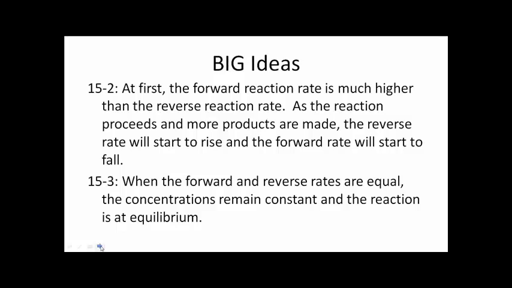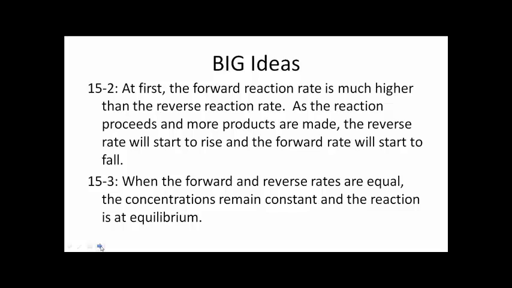So, here's some big ideas. 15.2. At first, the forward reaction rate is much higher than the reverse. This makes sense, right? Because I have a lot of reactants at the beginning, so my rate is going to be higher. I don't have a lot of products. As the reaction proceeds and more products are made, the reverse will start to rise and the forward will start to fall. When they are equal, the concentrations remain constant and the reaction is at equilibrium. These are big ideas, especially this one right here.